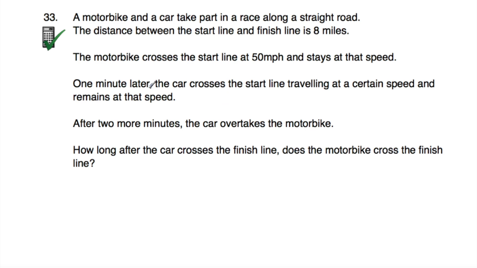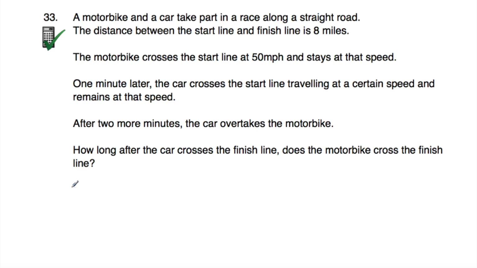Okay, so the first thing I notice here is that the motorbike has been travelling at 50 miles per hour for 3 minutes whenever the car catches up with it. So if we can work out how far the motorbike has travelled in that first 3 minutes, we can then work out the speed the car's travelling at, because we will know how far the car's travelled in its first 2 minutes, because remember it started a minute later, and then we'll know that it's travelled whatever distance that is in 2 minutes. So we can then work out its speed. Then we can use that information, the speed of the car and the speed of the motorbike, to work out how long they'll take to cross the finishing line.